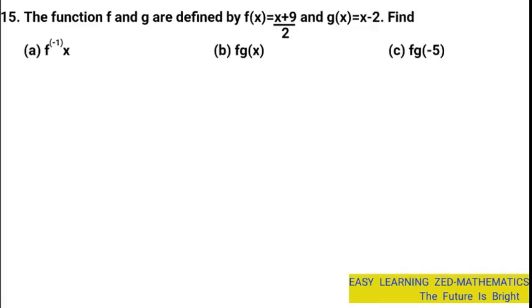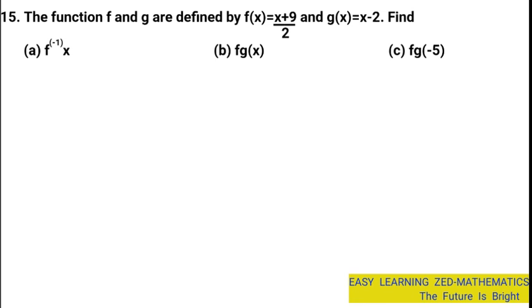Okay, question 15 was as follows. The functions f and g are defined by f of x is equal to (x plus 9) over 2, and g of x is equal to x minus 2. Find A, the inverse of f of x, B, fg of x, and C, fg of negative 5.